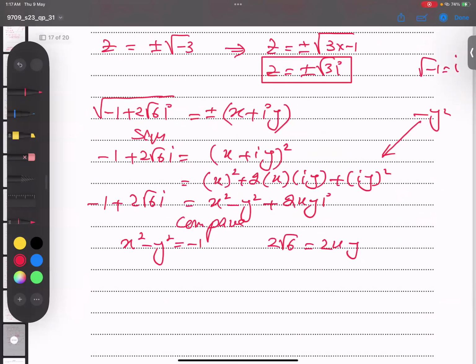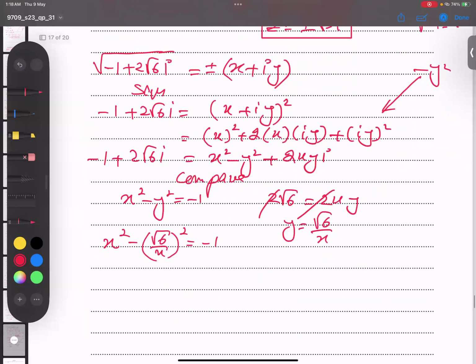So students, from here, I make y the subject. The 2 cancels out and goes under, so y is root 6 over x. And this I'm going to plug in here: root 6 over x, so 6 over x squared.